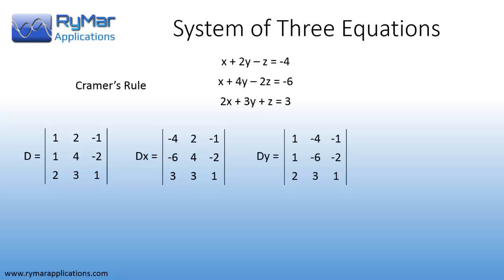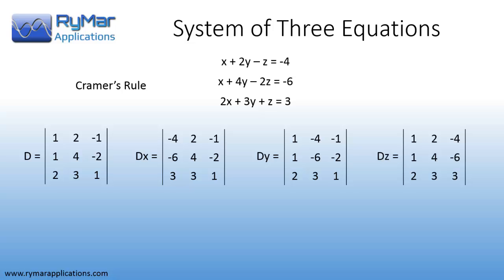Now we'll create the dy. Now for the dy, I put the 1, 1, 2 back. Okay, we replace the x column, put it back where it was, and this time we'll swap out the y column. Okay, we'll put the constants negative 4, negative 6, 3 in the y column.